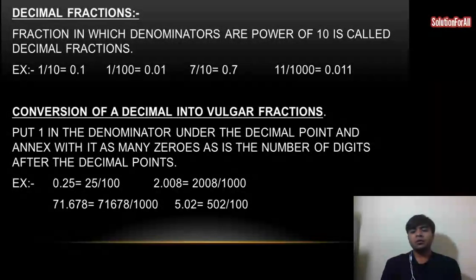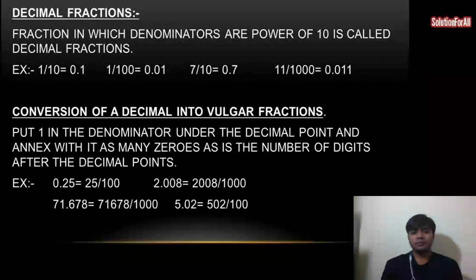Now conversion of decimal into vulgar fractions, that is, into the original fraction. What basically we have to do, we'll put 1 in the denominator under the decimal point and annex with it as many zeros as the number of digits after the decimal point. Like 0.25, here we can see we have two digits after the decimal, so we will write 25 upon 1, and I'll put 2 zeros here, 100, because we have two digits after the decimal.